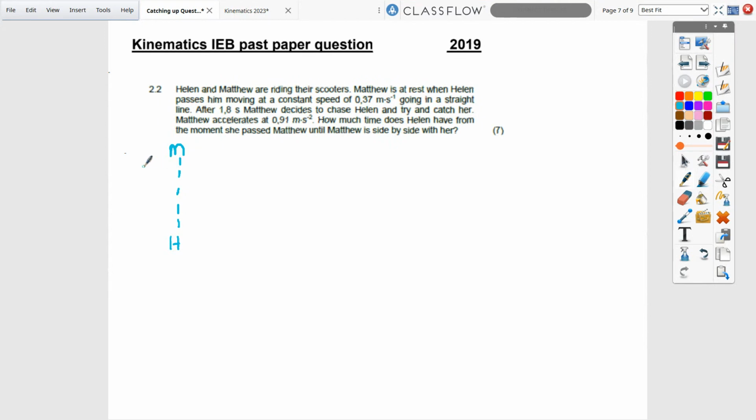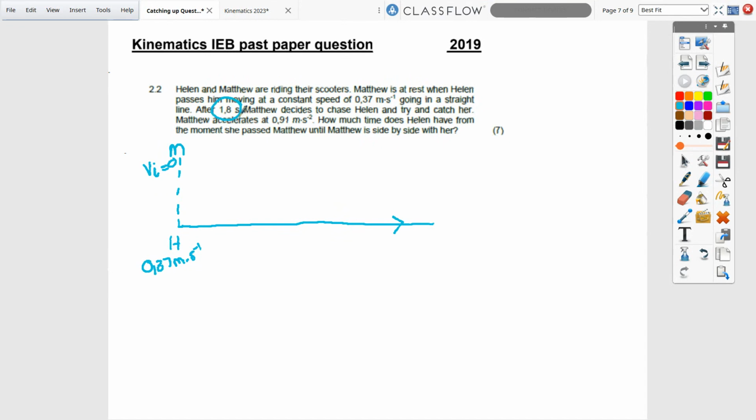So are they at the same point where Matthew is at rest? His initial velocity, you can use u or vi, so vi is 0 for Matthew, and Helen passes him and she's already going. It tells us that she's going at a constant speed of 0.37 meters per second. So we know he's 0. Then here he goes, she goes. Helen is going peacefully on her way, and after she's traveled for 1.8 seconds.